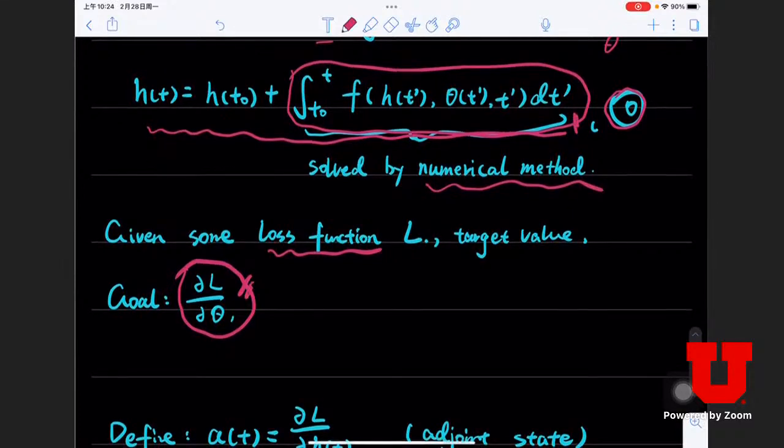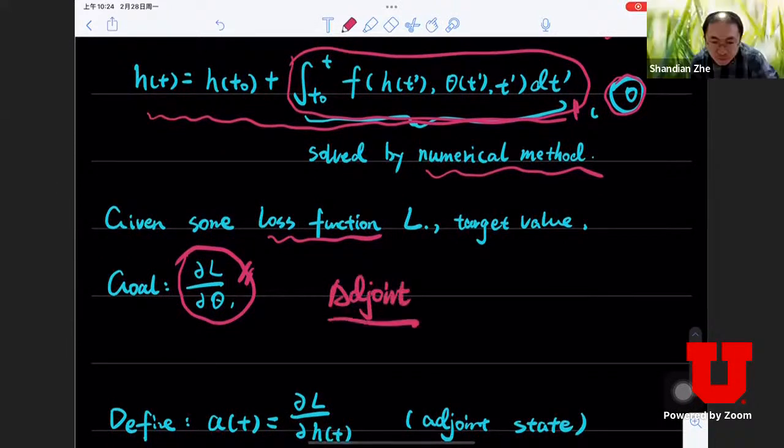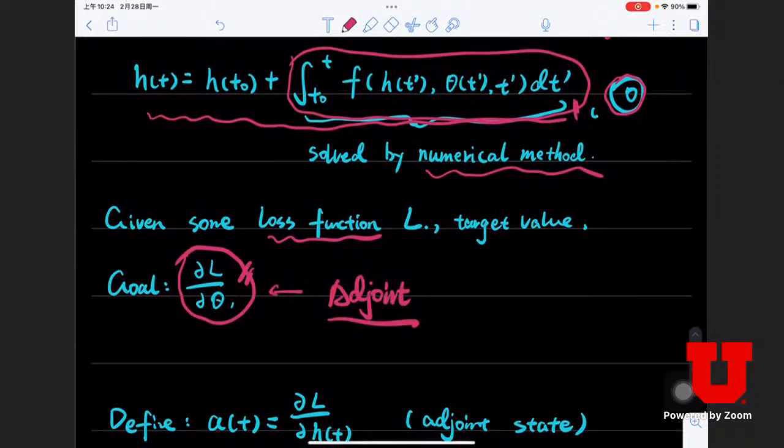There are some other methods like sensitivity analysis, but the traditional method has a very expensive memory cost. So the method we focus on today is called the adjoint method. And this method computes these terms, but with efficient memory cost.